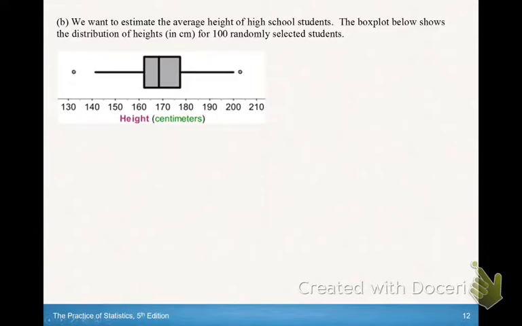In the second one, we want to estimate the average height of the high school students. The box plot below shows the distribution of heights in centimeters for 100 randomly selected students. Well, n is greater than or equal to 30, so we're good to go. We can use a t-star. Doesn't matter that there's outliers here, because our n is greater than or equal to 30.